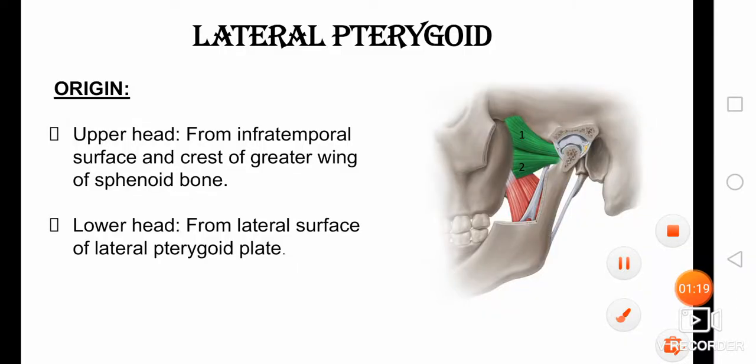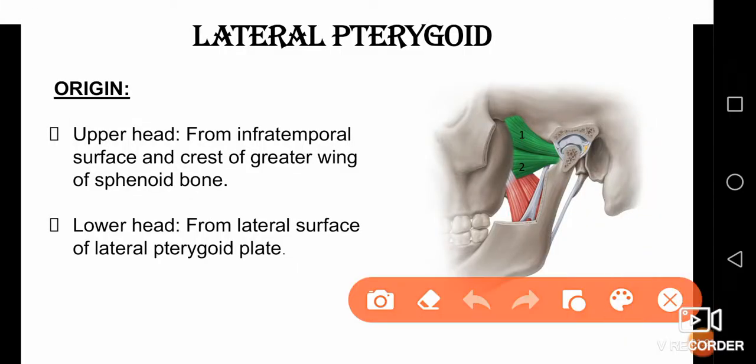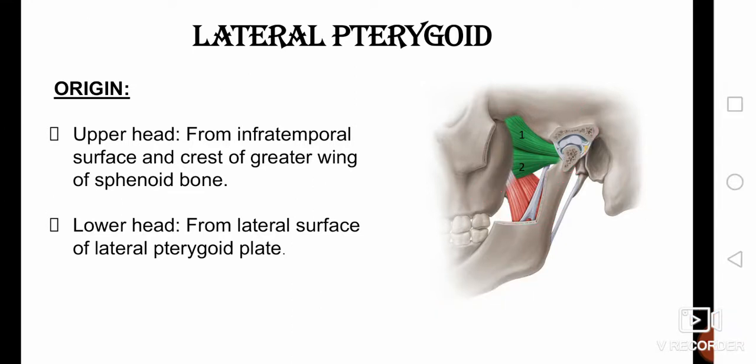Coming to the lateral pterygoid, it has two heads, upper and lower head. In this figure you can see the green portion is the lateral pterygoid and the red portion is the medial pterygoid. Number 1 shows the upper head of the lateral pterygoid, 2 shows the lower head of the lateral pterygoid. The upper head originates from the infratemporal surface and crest of the greater wing of the sphenoid bone, and the lower head from the lateral surface of the lateral pterygoid plate.